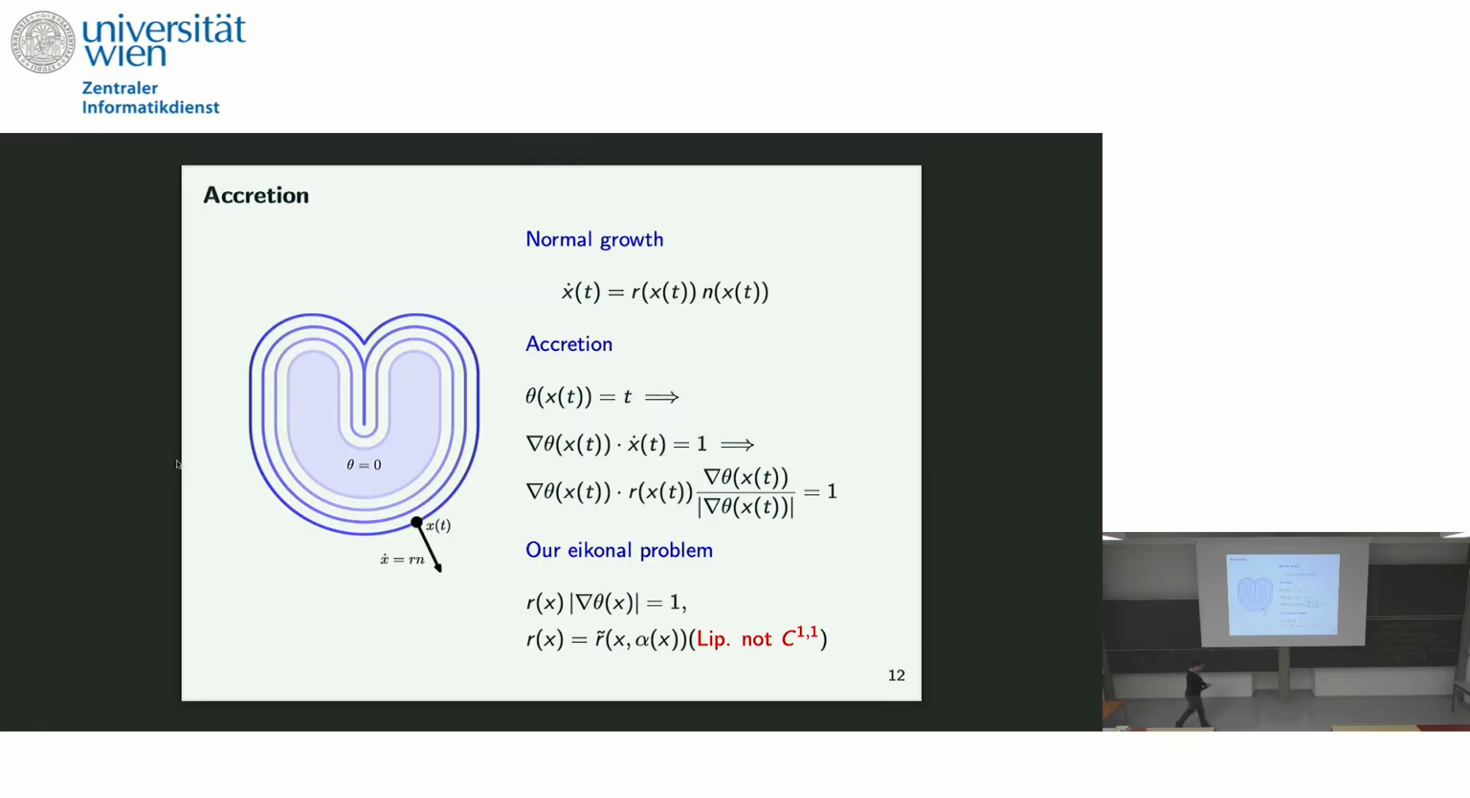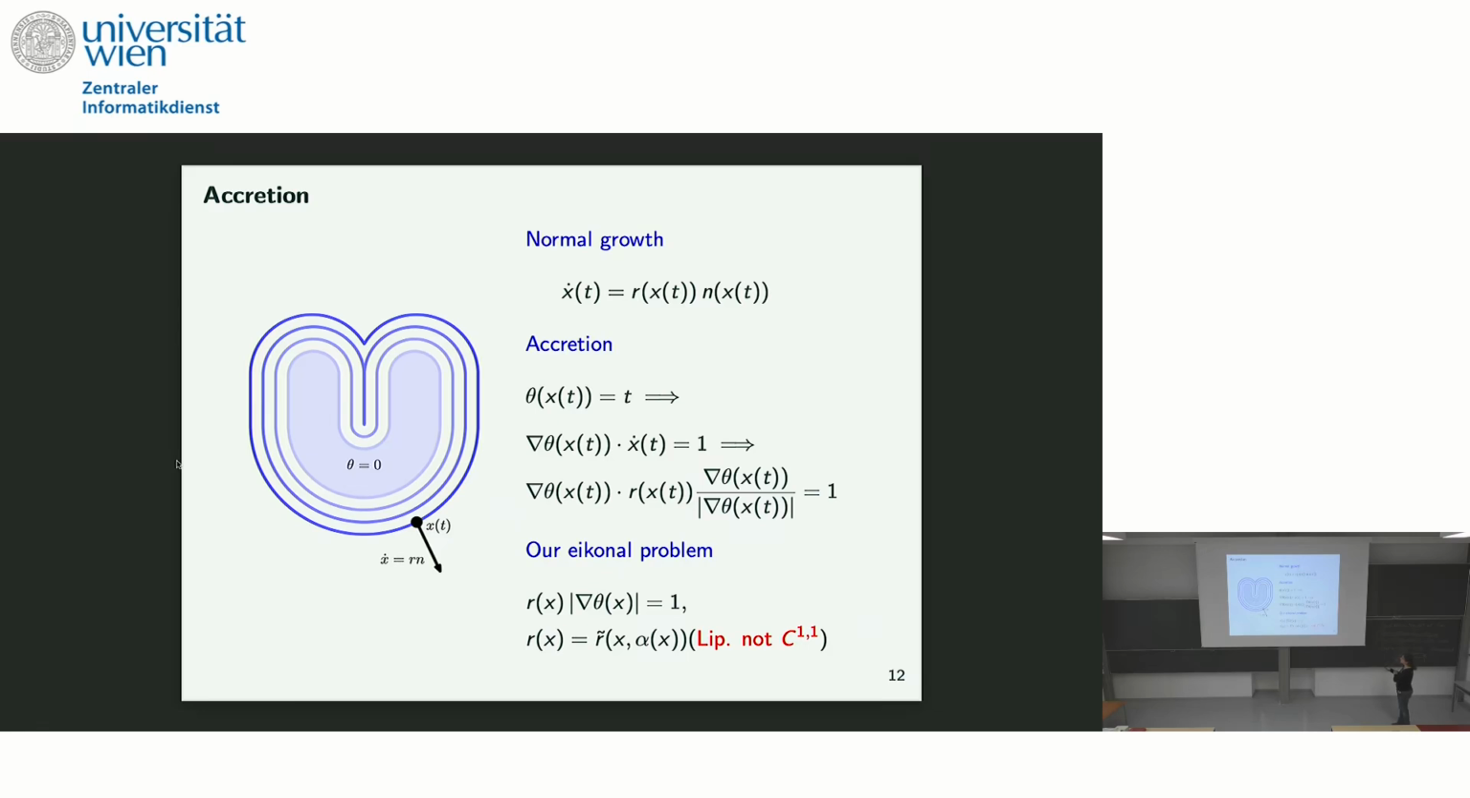And in order to tell you something about this, I need now to be more specific about which kind of accretion we have in mind. So we are thinking of a model for normal growth, meaning that the body grows in a normal direction through a certain growth rate R, which could depend on the position, the backstrain, time, and so on. So how do you describe accretion?